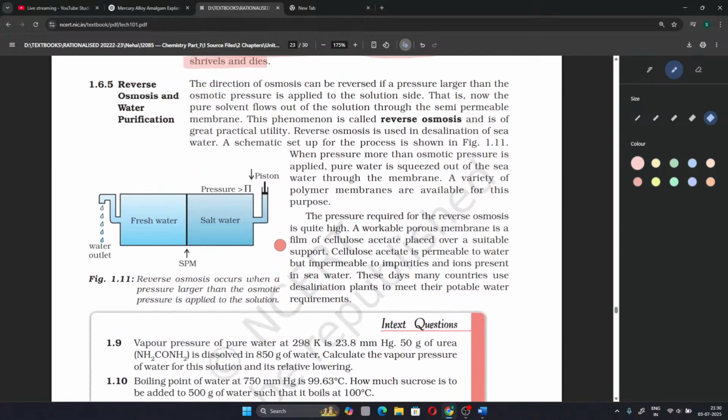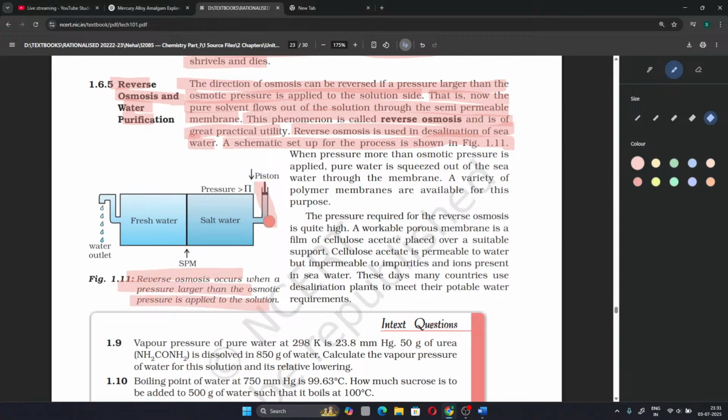Reverse osmosis and water purification. This is one of the uses of osmotic pressure. The direction of osmosis can be reversed if a pressure larger than the osmotic pressure is applied to the solution side. That is, now the pure solvent flows out of the solution through the semi-permeable membrane. This phenomenon is called reverse osmosis and is of great practical utility. Reverse osmosis is used in desalination of seawater. A schematic setup for the process is shown in figure 1.11.